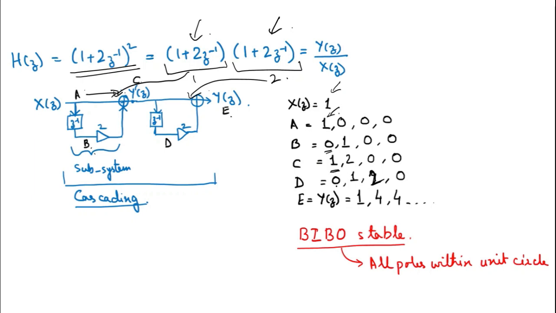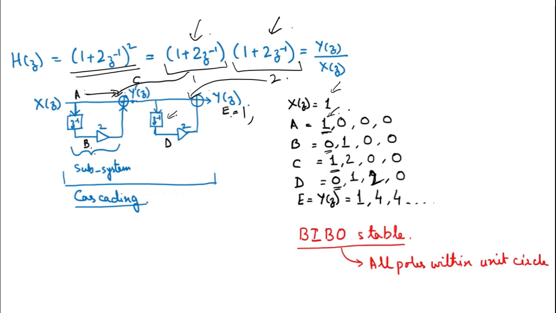Then next, at D, what we will be having in the previous instance? Here there was nothing at this delay, so it is 0. So the output we are getting directly is this 1, because over here there is nothing.